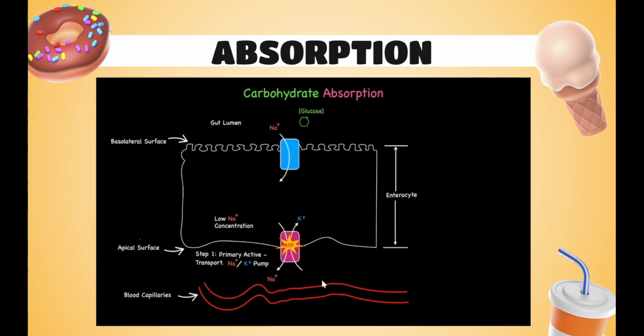Sodium moves along its diffusion gradient from the lumen of the GI tract and into the cytosol of the cell, bringing with it a glucose molecule. This type of transport protein is frequently referred to as a symporter, as it carries two entities together in the same direction.